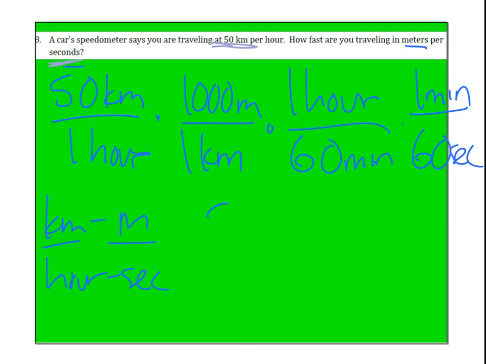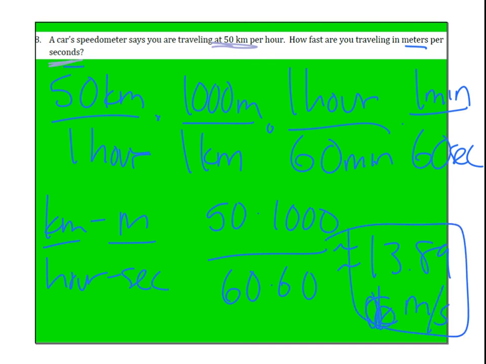Okay, so I'm going to have 50 times 1,000 over 60 times 60. So that's 50,000 divided by 3,600. So that's going to be approximately 13.89 meters per second. There's my answer.